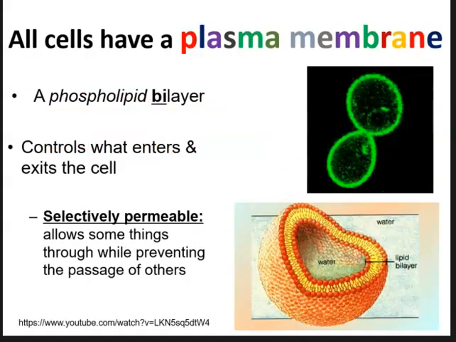So we talked about some of the common components of all cells, and we know that all cells have a plasma membrane. Now, the plasma membrane is made up of a phospholipid bilayer. Bi means two, so there are two layers of phospholipids. This plasma membrane controls what enters and exits the cells, and this is a property known as selectively permeable or selective permeability. The plasma membrane being selectively permeable means that it allows some things through while preventing the passage of others. Now, if you click on this YouTube link, it will show you some of the general properties of the plasma membrane.